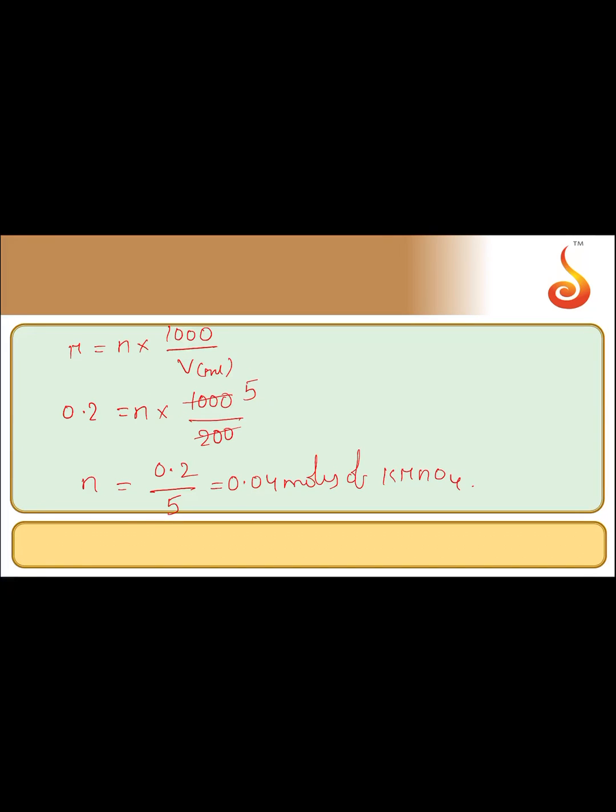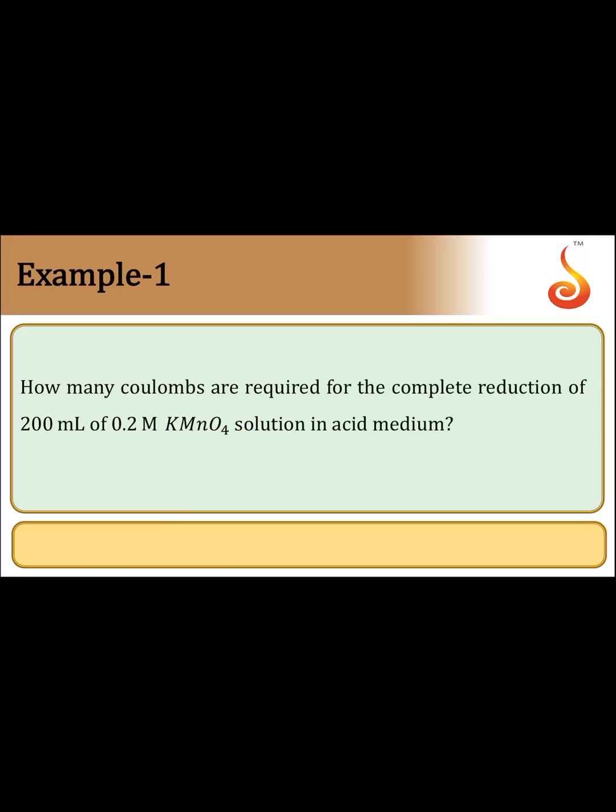Here they mentioned that the KMnO4 solution is in an acidic medium. In acidic medium, MnO4 minus changes to Mn plus 2. In MnO4 minus, the Mn oxidation state is plus 7. Plus 7 is changing to plus 2. That means it is undergoing a reduction, and the difference in the oxidation number is 5.